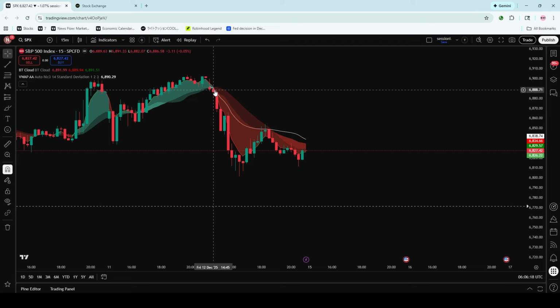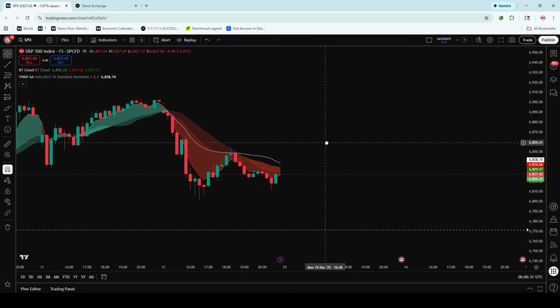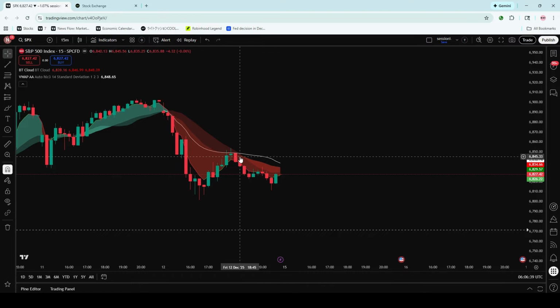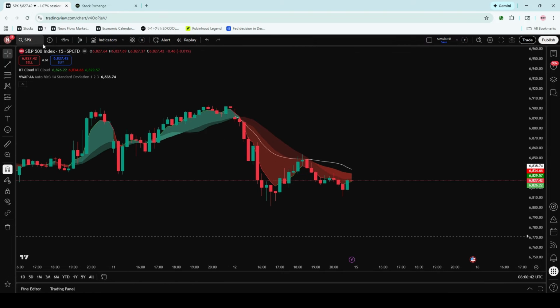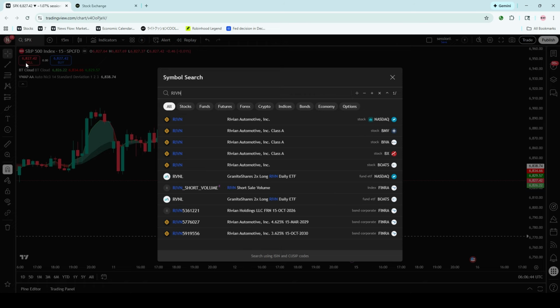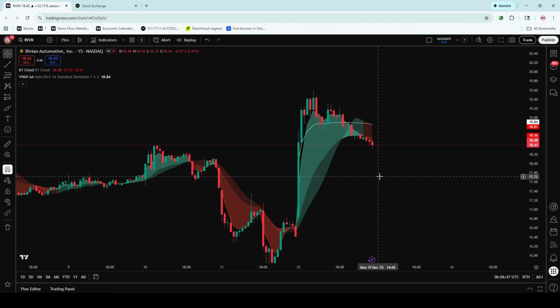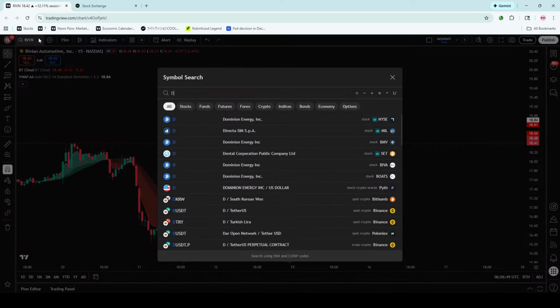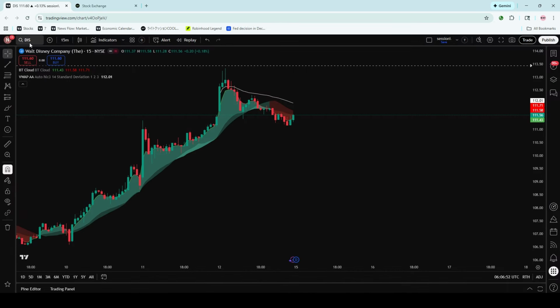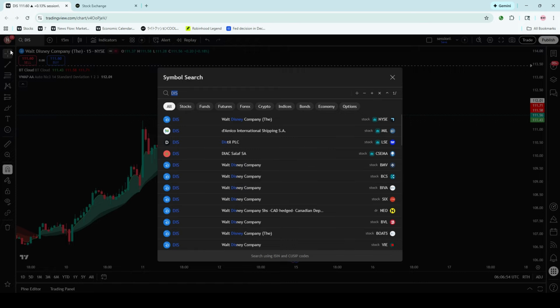Now, below VWAP, VWAP acts as resistance. As you can see here, we tap VWAP, rejected. We tap VWAP, we rejected. But above VWAP, this level is now a level of support. Let's show a good one. I think Rivian was doing great today. Let's go to Disney maybe. No, not good either. Let's just do Rivian.